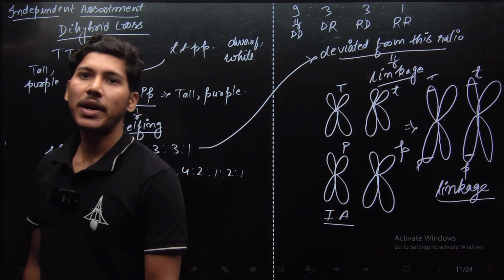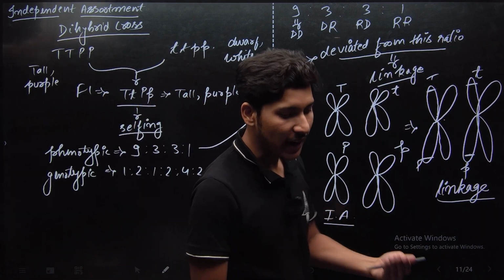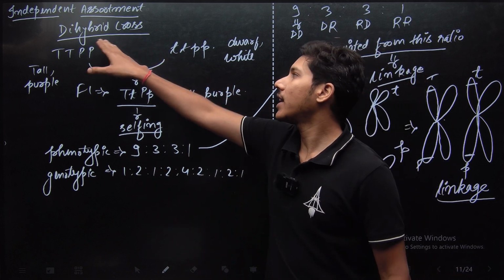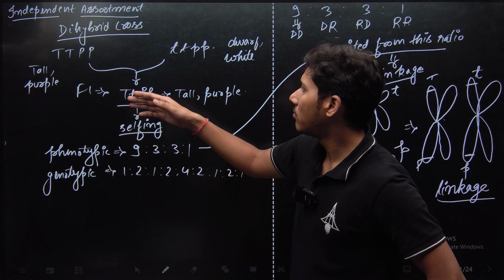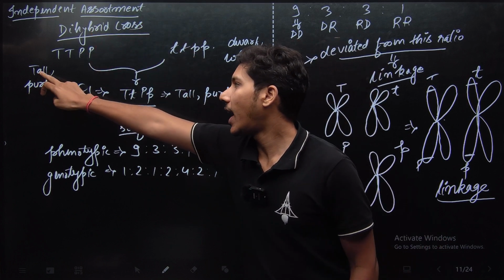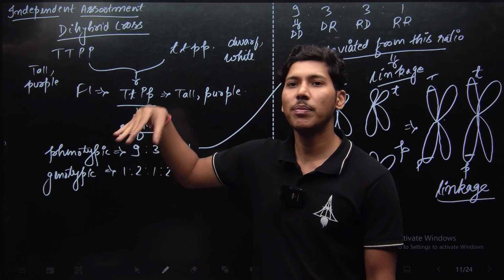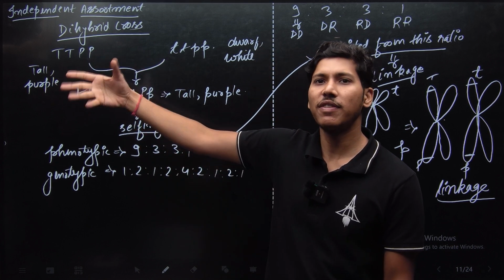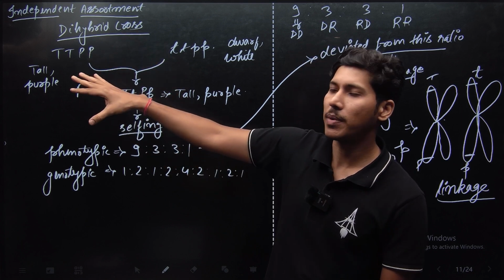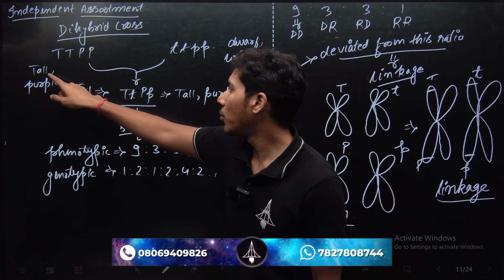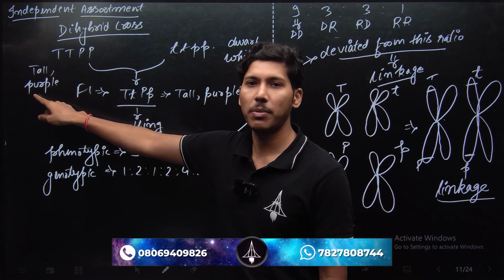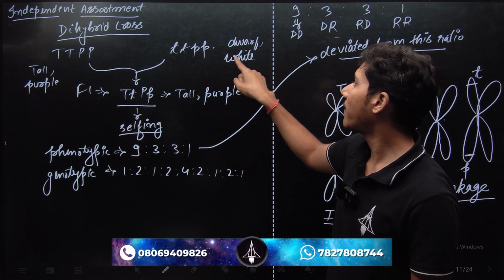Law of independent assortment is actually meant to study more than one characteristic at a time. Like if we take a dihybrid cross, let's take two characteristics at the same time: height and color, the height of the plant and the color of the flower of the plant. Okay? And take a pure line of both dominant and both recessive characteristics. Like both dominant characteristics are tall and purple. Both recessive characteristics are dwarf and white.